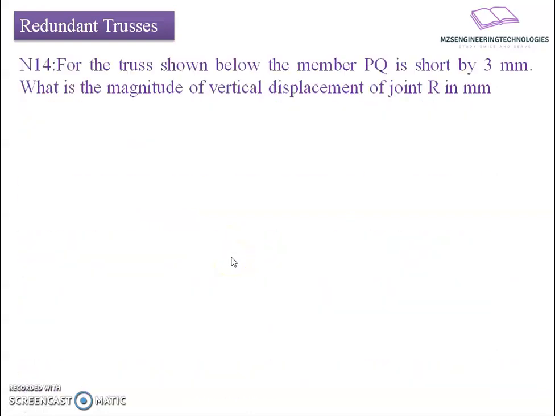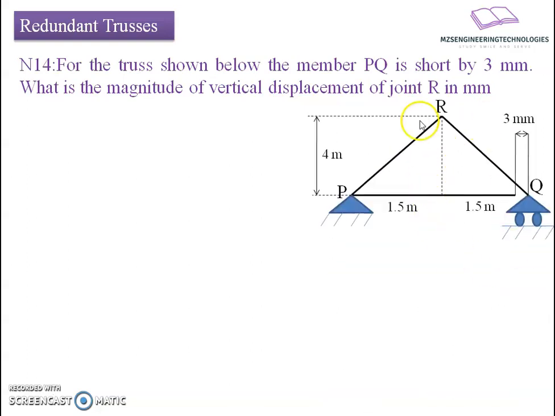So if we talk about the analysis and effect of this lack of fit in the member, let's try to get this understanding with reference to the estimation of member forces in determinate and indeterminate trusses with numerical examples. Numerical number 14 has a statement for the truss shown below: the member PQ is short by 3 mm. What is the magnitude of vertical displacement of joint R in mm? So in the given assembly, member PQ is short in length by 3 mm, and it asks what will be the displacement observed at R due to this deficiency, lack of fit.